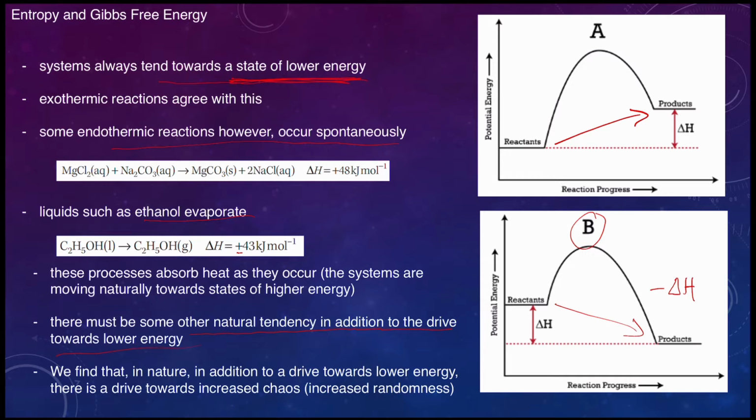And we find that in nature, in addition to a drive towards lower energy, which you can see here, they're exothermic, there's a drive towards an increase in chaos, or an increase in randomness, we might say. That is basically what entropy is, an increase in randomness.